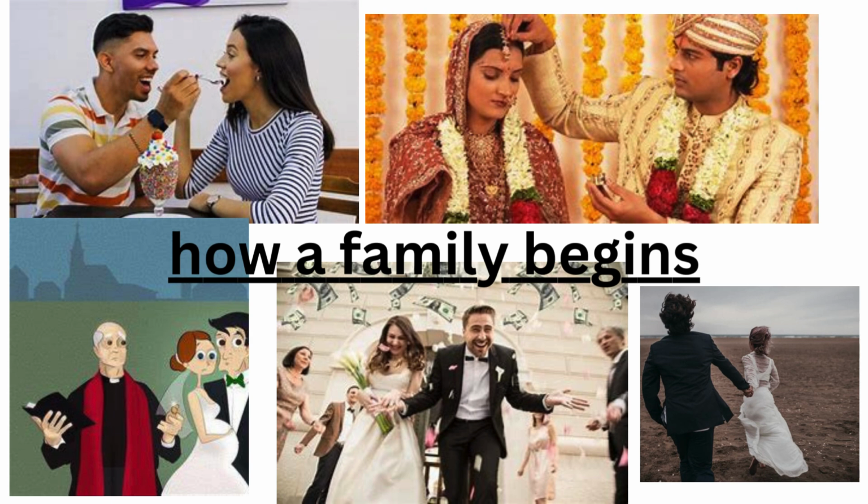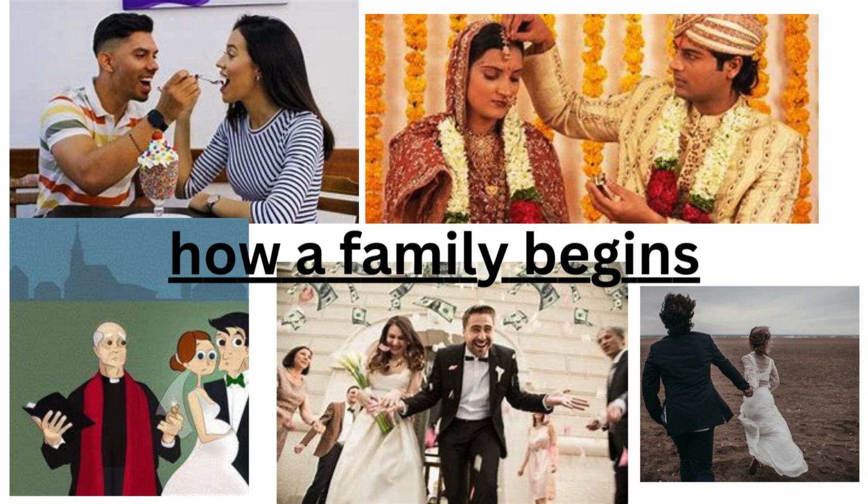And then there's elope. Now, elopement means run away. Two people may elope and either form a common law relationship or a legal marriage. This means to run away. Two people run away to marry. And these are the different ways a family begins.